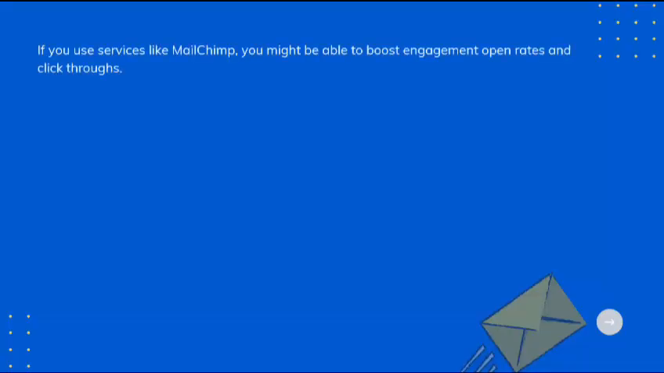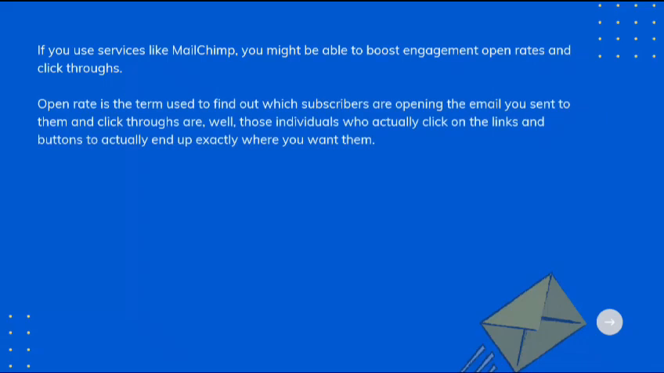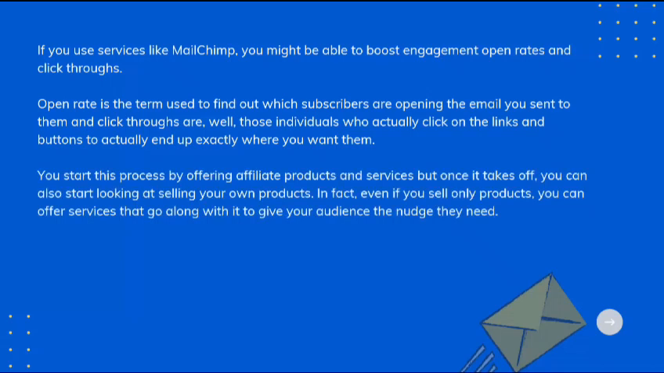If you use services like MailChimp, you might be able to boost engagement, open rates and click-throughs. Open rate is the term used to find out which subscribers are opening the email you sent them, and click-throughs are, well, those individuals who actually click on the links and buttons to end up exactly where you want them. You start this process by offering affiliate products and services, but once it takes off, you can also start looking at selling your own products.